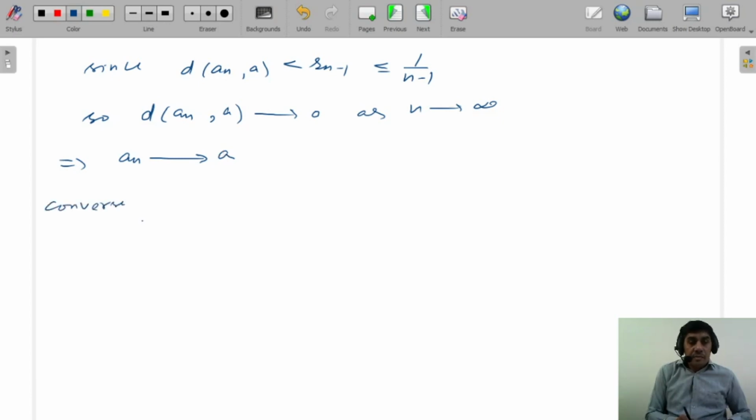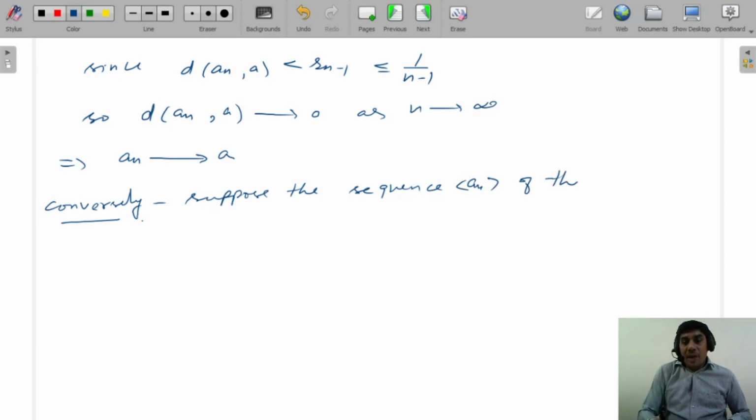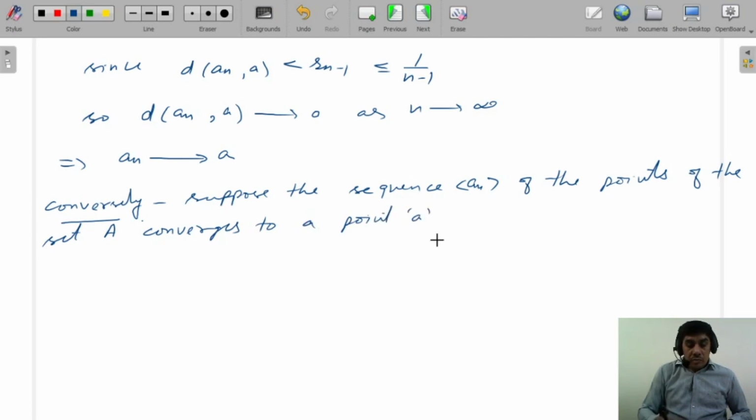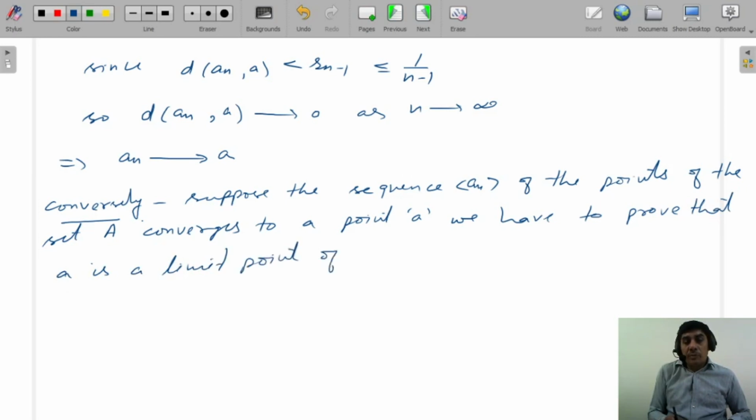Conversely, suppose the sequence a_n of the points of the set A converges to a point small a. We have to prove that a is a limit point of capital A.